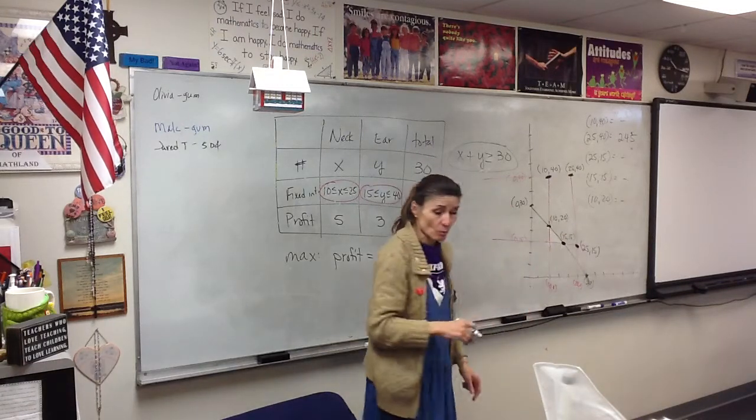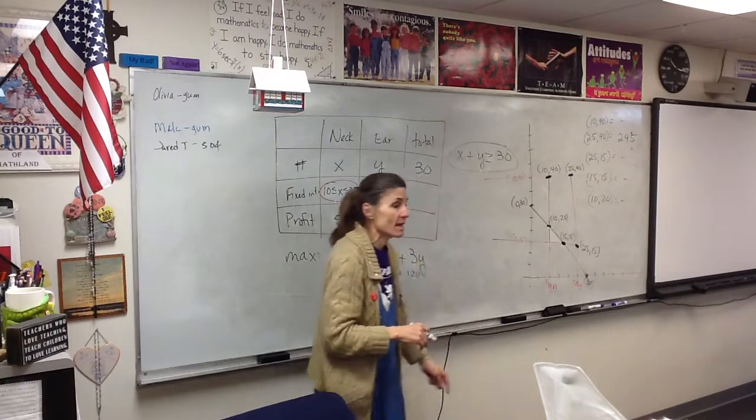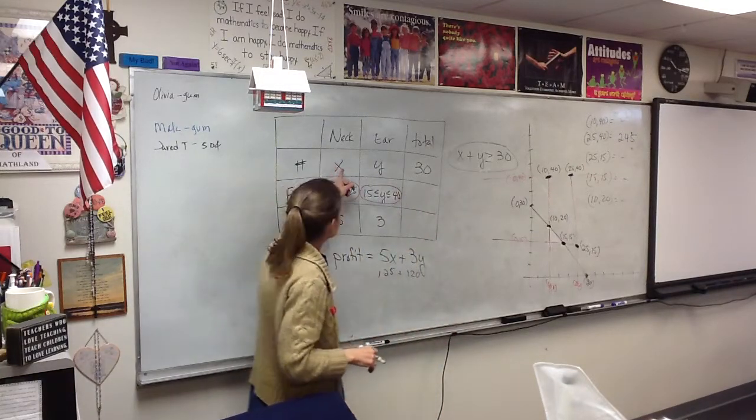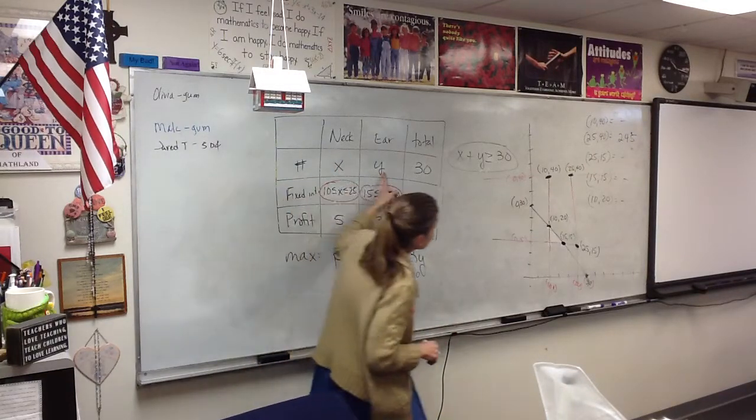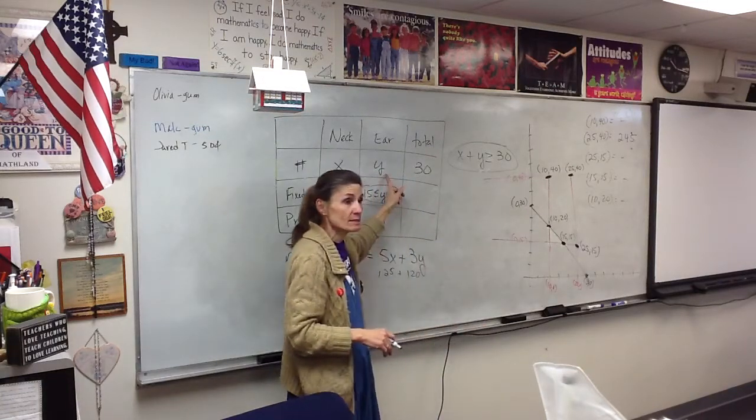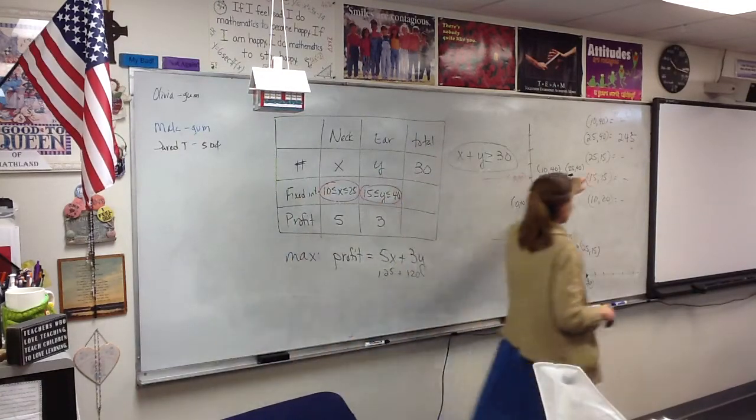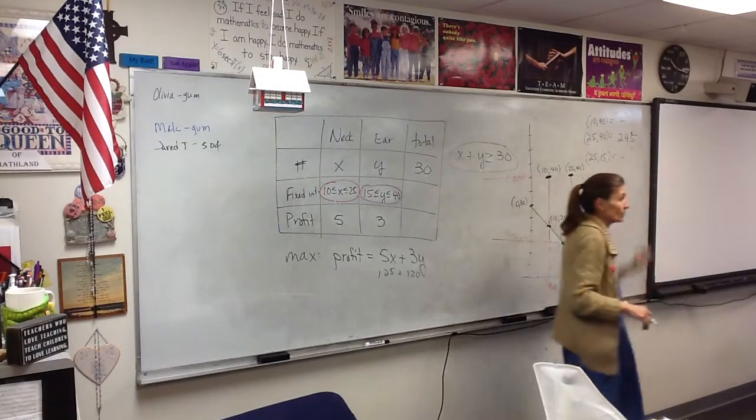So what's the answer? What do we say? We write a sentence that says, she should make 25 necklaces and 40 pairs of earrings. If she does that, her profit will be $245.